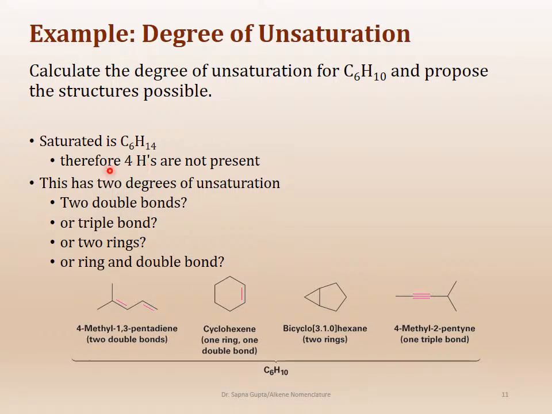With all of these possibilities, here are the structures that are possible for C6H10. Here we have 2 double bonds, here we have a triple bond, here we have a bicyclic structure, and then here we have a ring and a double bond. You can draw another constitutional isomer for cyclohexene. You could have cyclopentene with a methyl group. That's a whole different thing.